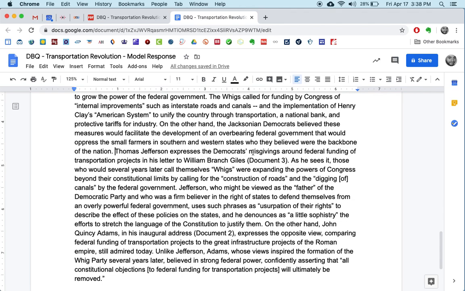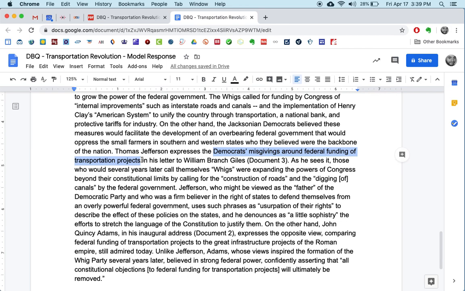Thomas Jefferson expresses the Democrats' misgivings around federal funding of transportation projects in his letter to William Branch Giles, document 3. As he sees it, so notice how I'm connecting the document to my discussion of Democrats' misgivings around federal funding of transportation projects. In other words, I'm telling the reader that I'm talking about Thomas Jefferson's letter in this paragraph because this paragraph is about the political divisions between Democrats and Whigs, and this letter reflects those divisions between 2 factions in this country.